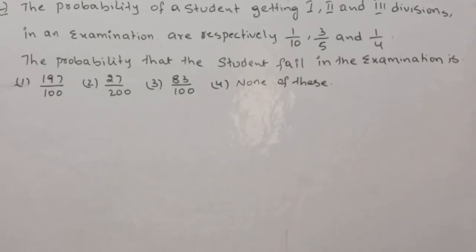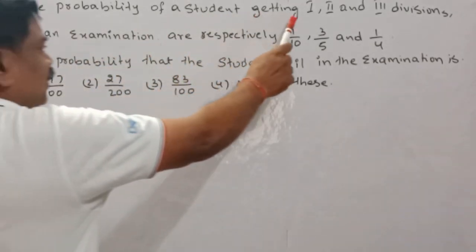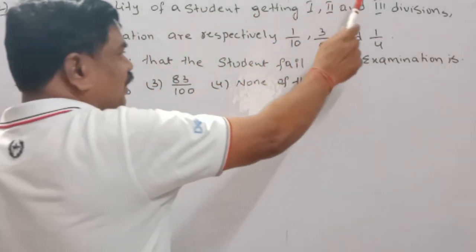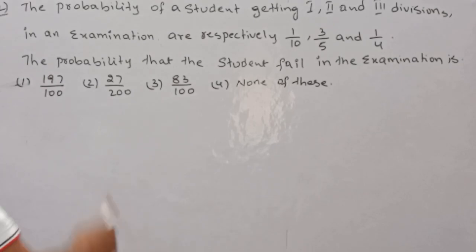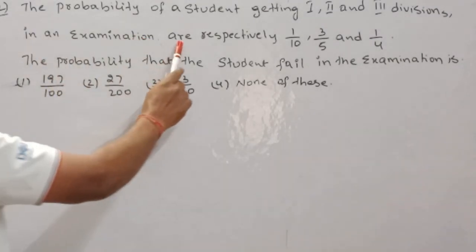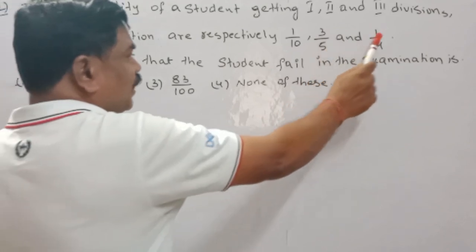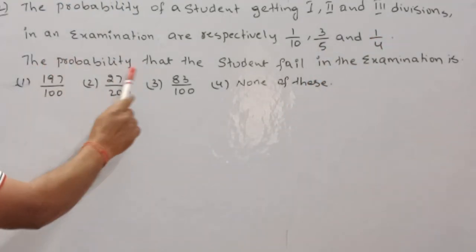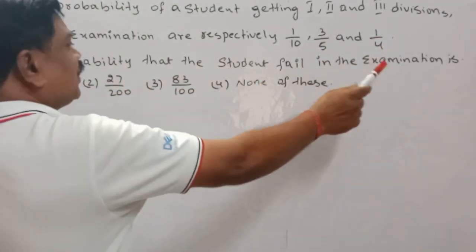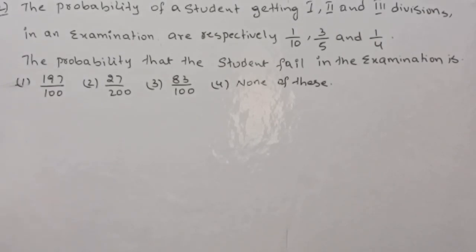Here we have a problem from probability. The probabilities of a student getting first, second and third divisions in an examination are respectively 1 by 10, 3 by 5 and 1 by 4. The probability that the student fails in the examination is. So these are the options given.